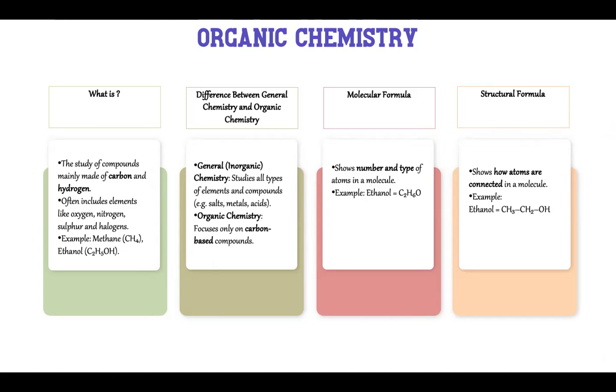Let's look into the organic chemistry molecular formula, which shows the number and types of atoms in a molecule. Example, ethanol is C2H6O. And the structural formula shows how atoms are connected in a molecule. Example, ethanol, CH3, CH2, and OH.